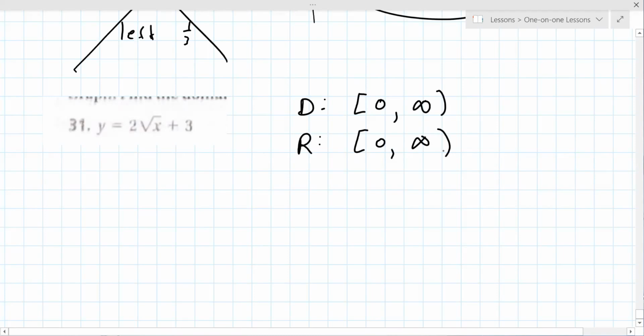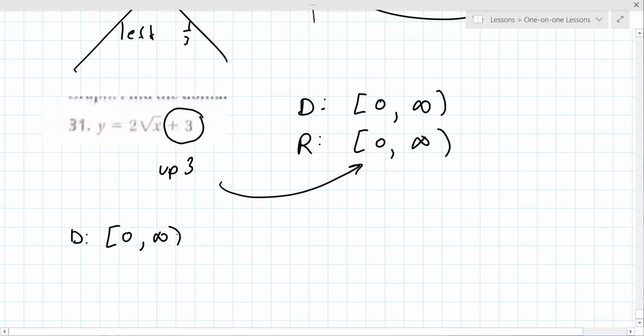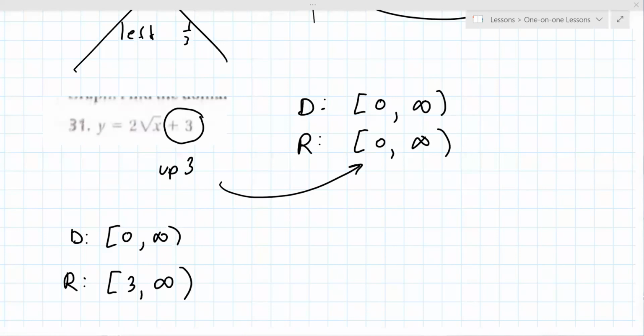So the only thing that can affect it are movements and flips and shifts. So since this goes up 3, that affects the range. And you'll see that in your graph. You'll see that the domain is still the same, but the range, this whole thing is shifted up. So it starts at 3 and goes to infinity.